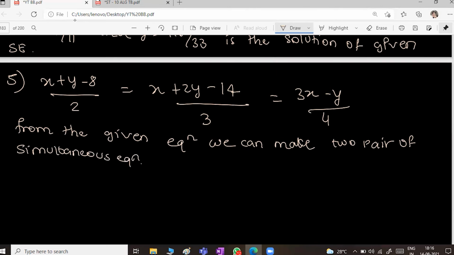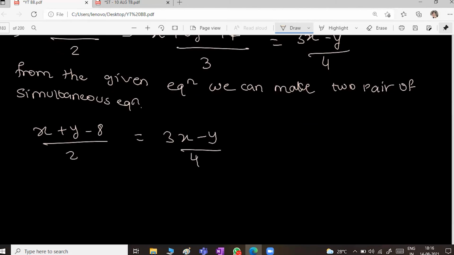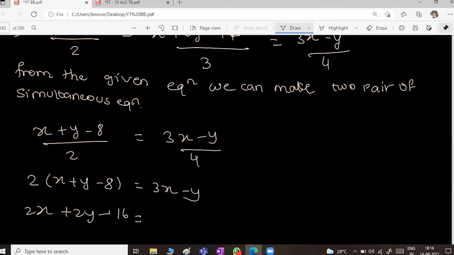Okay. So here it is going to be x plus y minus 8 upon 2 is equal to 3x minus y upon 4. You can take any two, whichever you want. So 2 into x plus y minus 8 is equal to 3x minus y. Open the bracket. 2x plus 2y minus 8 into 2 is 16 is equal to 3x minus y. Opening the bracket, so here it's going to be 2x minus 3x plus 2y plus y minus 16 is equal to 0.